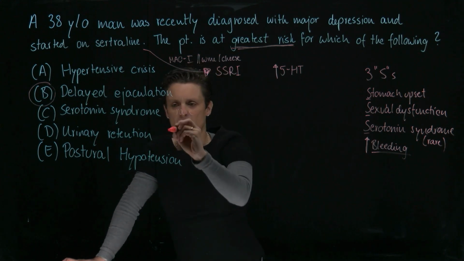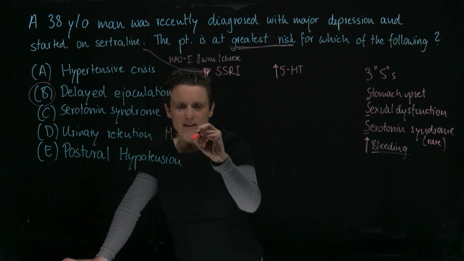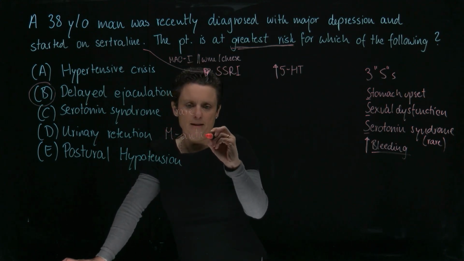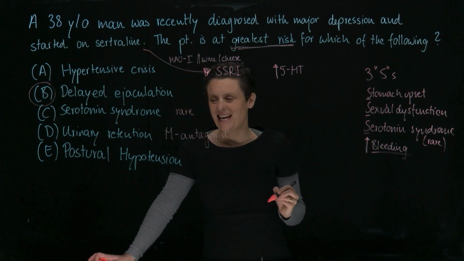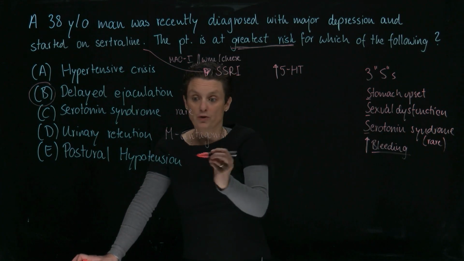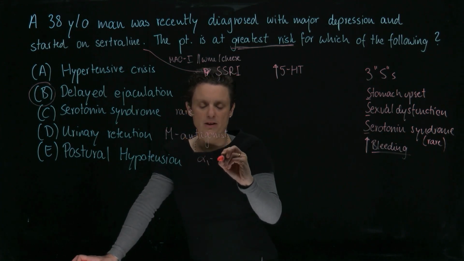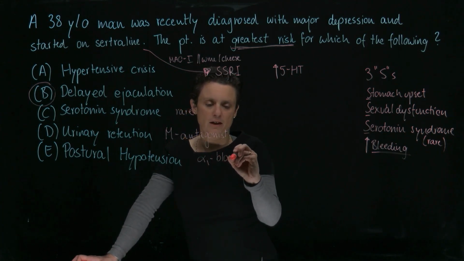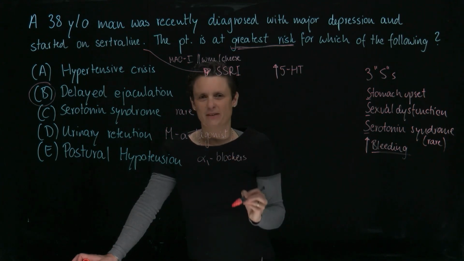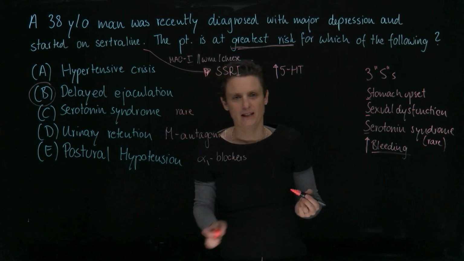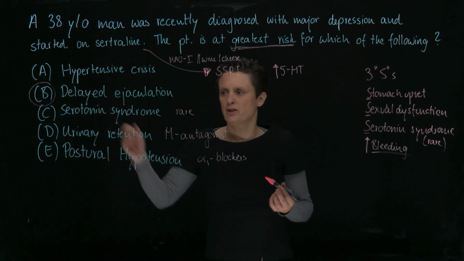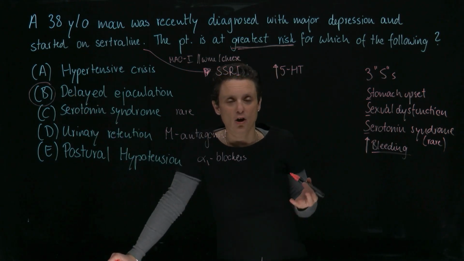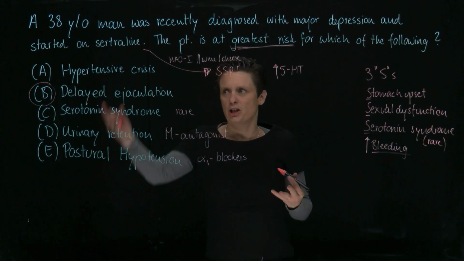Urinary retention, that's a muscarinic antagonistic effect. That's something you could, for example, see with TCAs or with other drugs. Postural hypotension, that's something you see with alpha-1 blockers, where the TCAs have also some alpha-1 antagonistic capacity. So the correct answer here is sexual dysfunction, delayed ejaculation, which is very common for SSRIs such as sertraline.